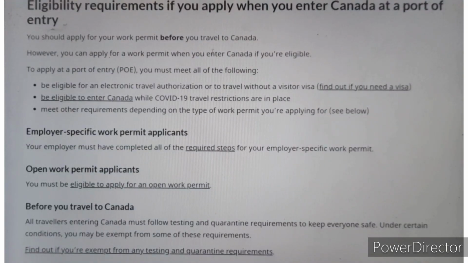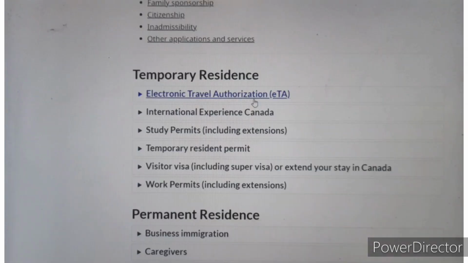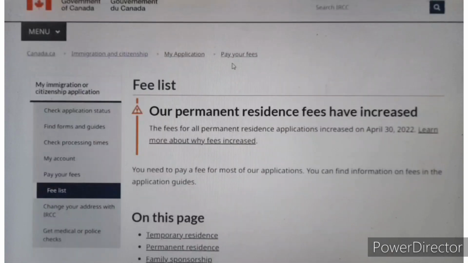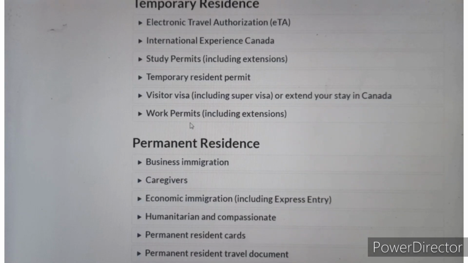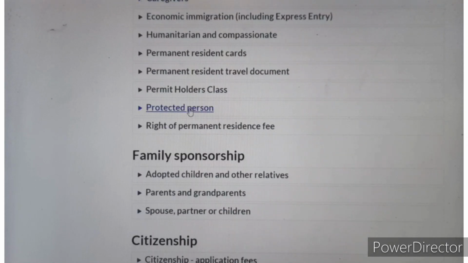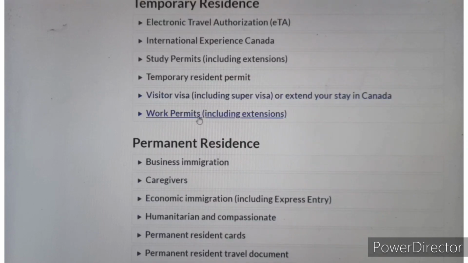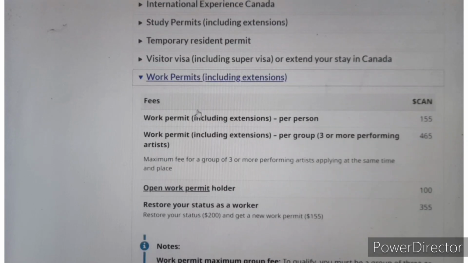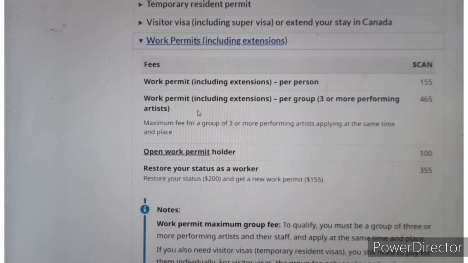A work permit is going to cost you some money. You can determine the amount you need to pay for your work permit by coming to this page on the fees list. When you come to this page, you click on work permits, including extensions. Then they are going to show you the fees. For a work permit per person, it is 155 Canadian dollars. So generally, the fee needed for you to work in Canada is the $155.